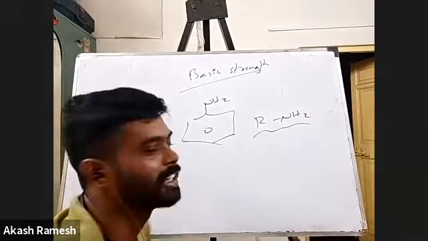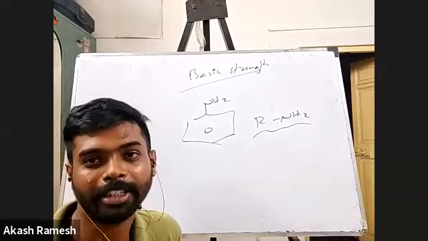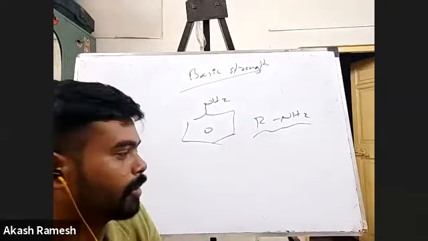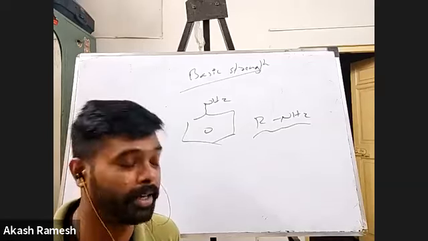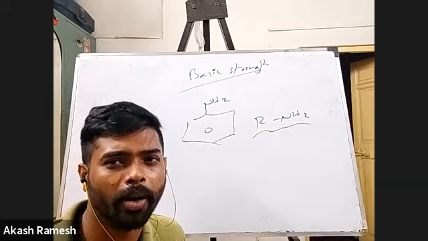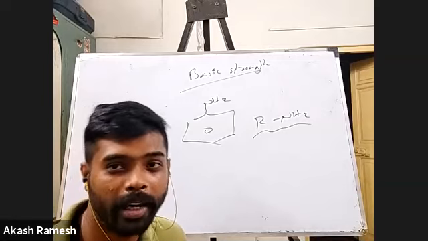So definitely RNH2 is the one which is more basic. Not only RNH2, any aliphatic amine is generally going to be more basic than aniline, C6H5NH2. Okay, now why? Why is the question.